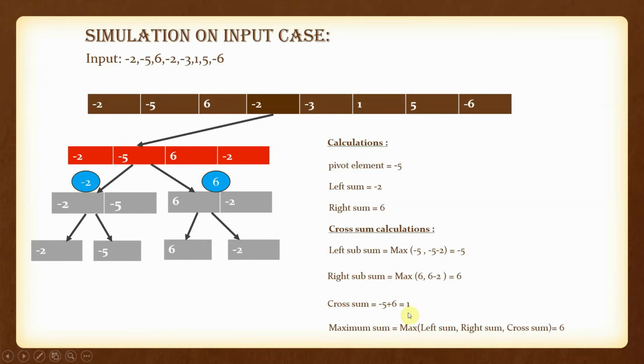Then calculate the cross sum. The cross sum here is 1 and the maximum sum is 6. So here we got 6 as the maximum sum from the left side of the input array.